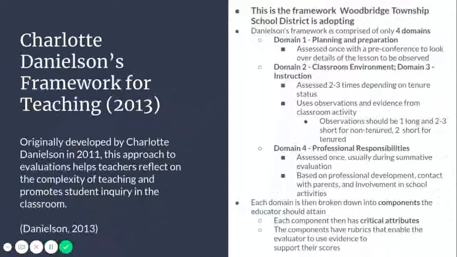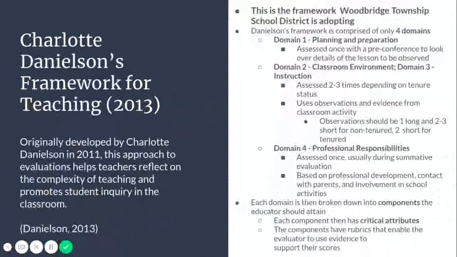Domain 4, professional responsibilities, is only assessed once, usually during summative evaluation. This is based on not what's going on inside the classroom, but how you're contributing to our school community outside the classroom, your professional development, your contact with parents, and your involvement in school activities.